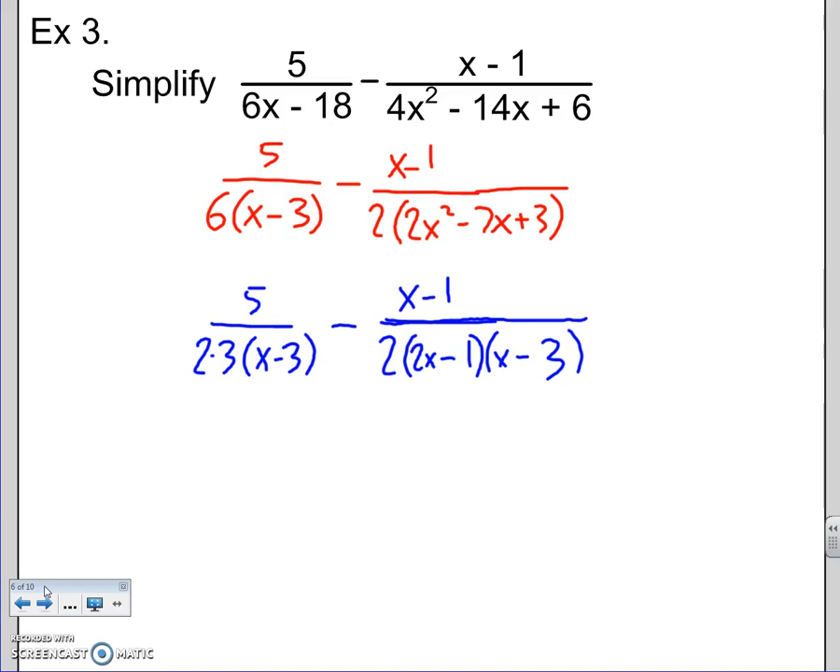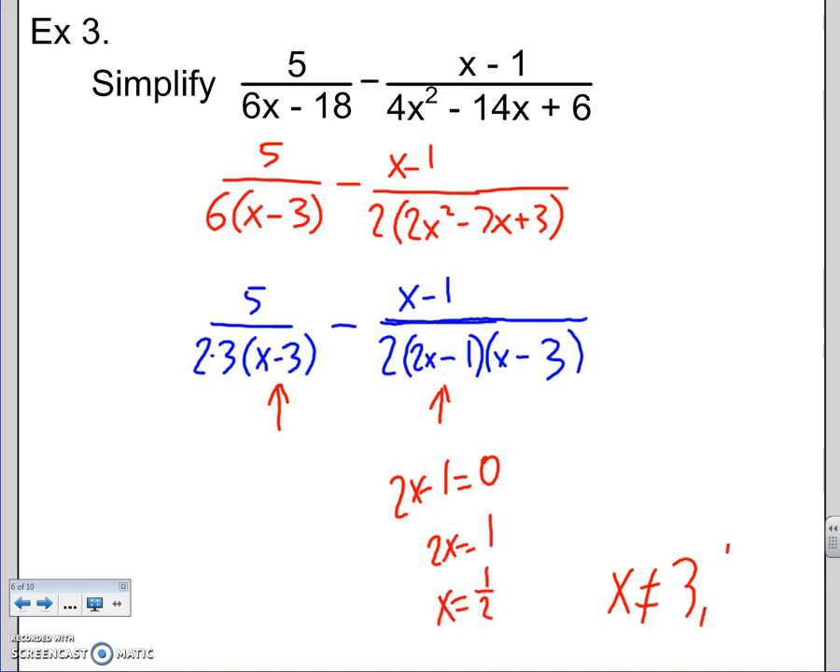Alright, let's find our restrictions. I'll go down here. X cannot equal, well, these are not factors, they're just numbers, but this one is a factor. So x cannot be positive 3. That's not a factor, this is a multiplier constant, so don't worry about that. Here, that's going to require a little bit of work, because I can't just change the sign. I have to add 1, then divide by 2. So x cannot be 1/2. And this is positive 3, which is a repeat. So there's only two restrictions. X can't be 3 and it can't be 1/2.